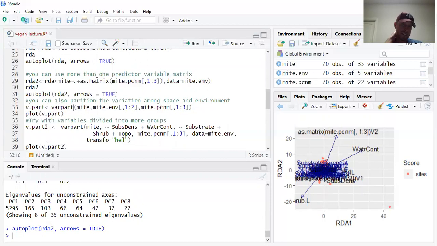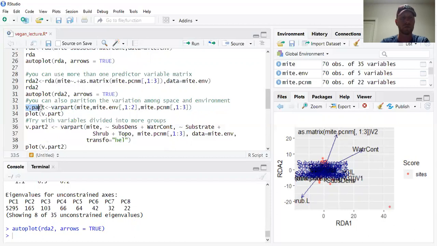And one of the things that's useful here is thinking about how we can partition the variation between these spatial measurements and these environmental variables. Is there some sort of relative contribution of space versus physical habitat? This is something that we think about quite a bit in meta-community ecology. And you can do this in vegan using the varpart function.